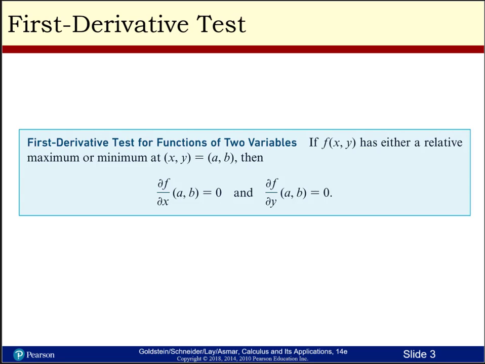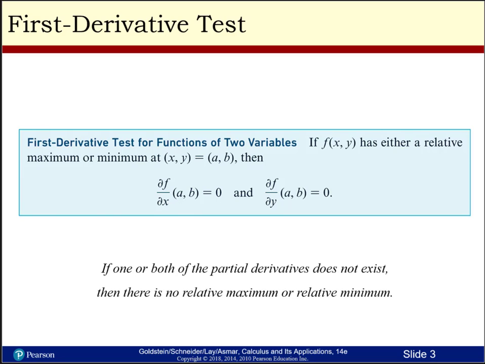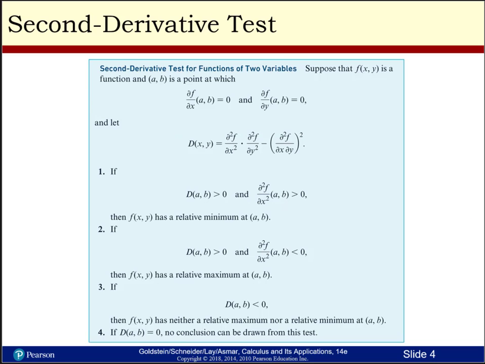The first derivative test for functions of two variables. If f(x,y) has either a relative maximum or minimum at (x,y) equal (a,b), then the partial of f with respect to x at (a,b) equals 0, and the partial of f with respect to y at (a,b) equals 0. If one or both of the partial derivatives does not exist, then there is no relative maximum or relative minimum.